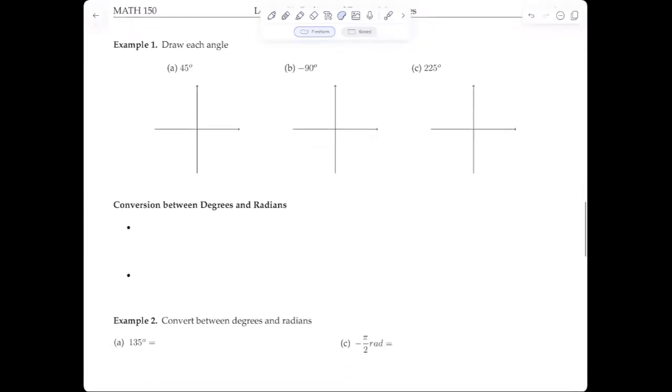So for a 45-degree angle, half of 90 degrees. For a negative 90-degree angle, you rotate the angle clockwise. That gives you negative 90 degrees. And for 225 degrees, you go past 180 degrees and then add another 45 degrees.